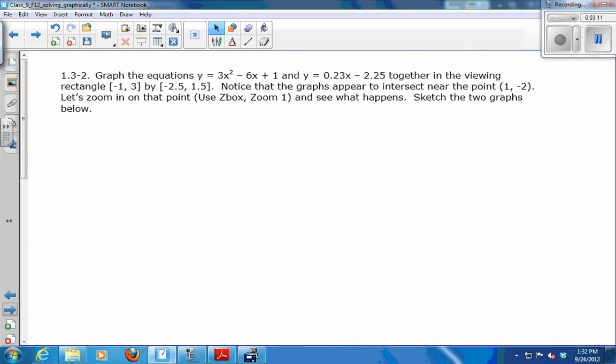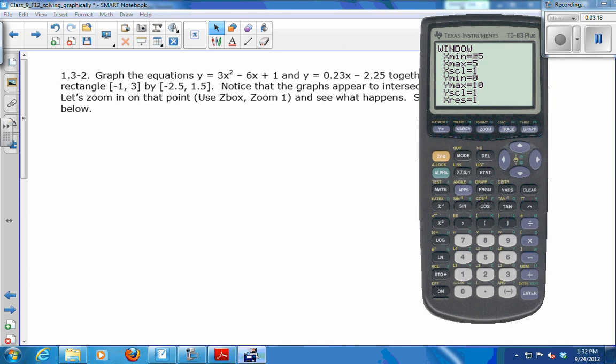Okay, so now I want to graph two things at once. I want to graph 3x squared minus 6x plus 1 and 0.23x minus 2.25. So my calculator, when I go to y equals, we actually have 10 spots for y equals. So I could graph 10 things at once, but I just want to graph the 2. So I'm going to clear what's already there. In y1, I'll put 3x squared minus 6x plus 1. And then in y2, I put the other equation, 0.23x minus 2.25.